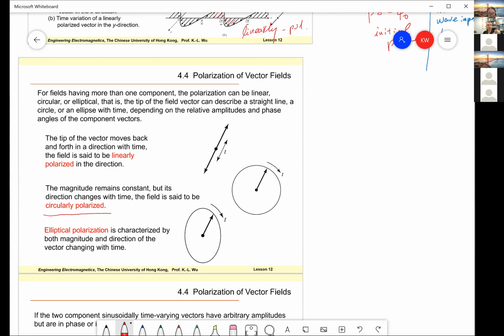All right, so that is what we call an elliptically polarized wave.